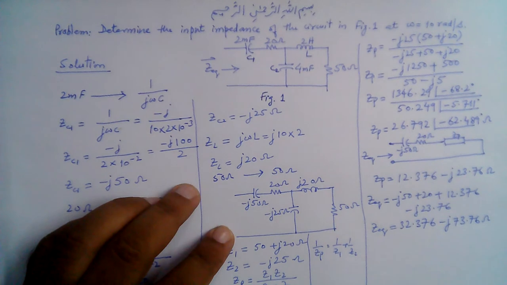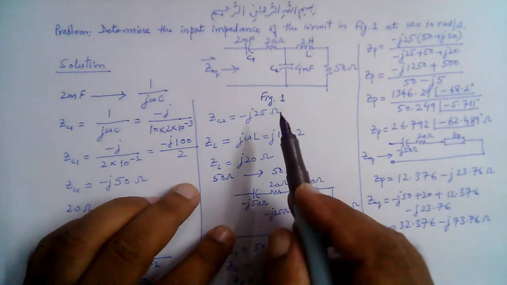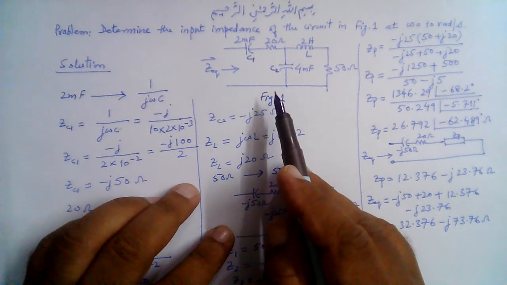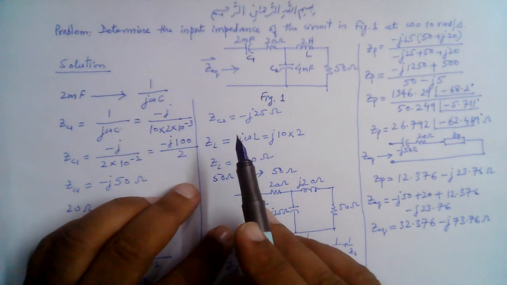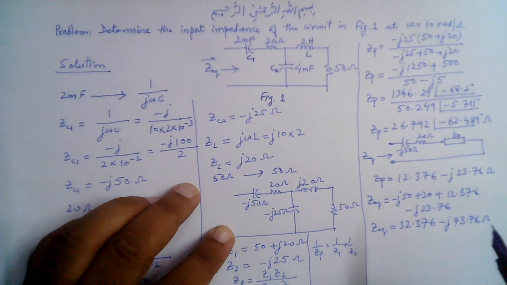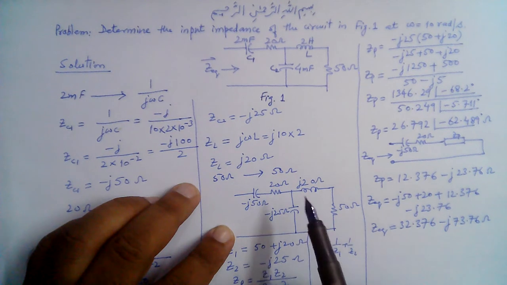So as we see, the equivalent impedance has a reactive component with a negative sign, which means the impedance is predominantly capacitive. So the equivalent impedance predominantly has a capacitive effect, right? So the current in this circuit will lead the voltage by some angle.